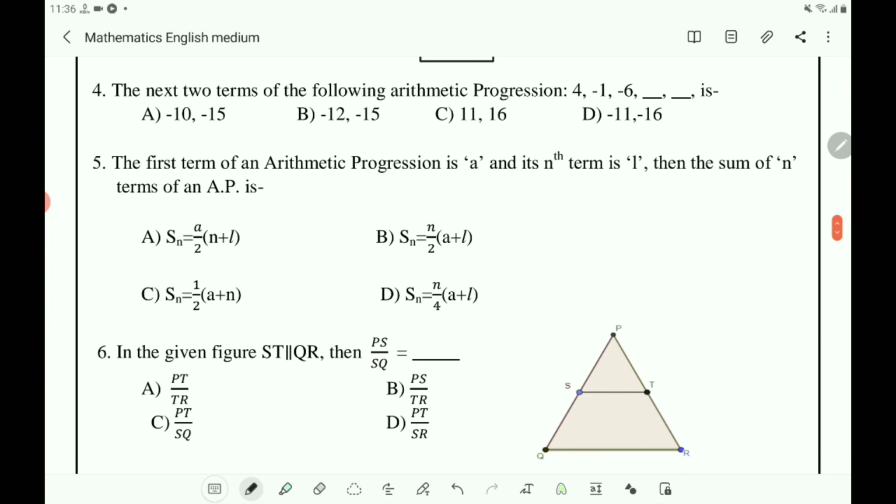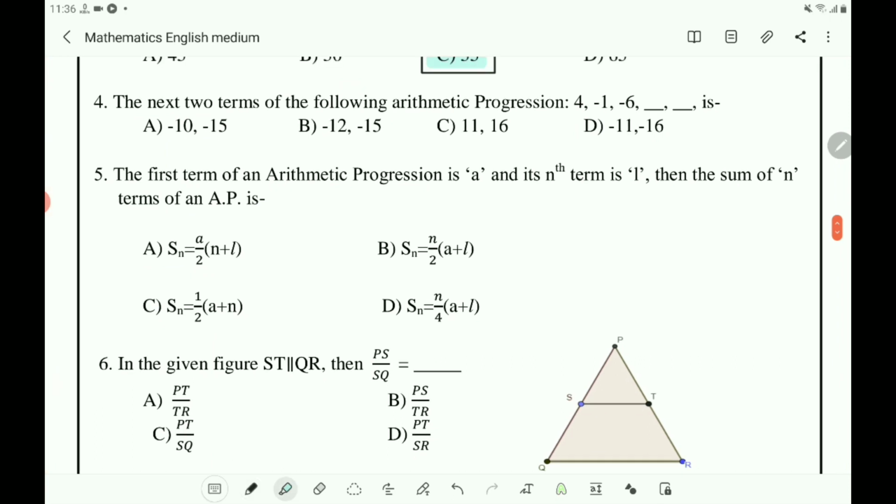Next, take question number 4. The next two terms of the following arithmetic progression 4, minus 1, minus 6 and so on is. Here we have to find the common difference d, which is T2 minus T1. So d equals minus 1 minus 4, which is equal to minus 5. Then to get the next term, add minus 5 to the previous term.